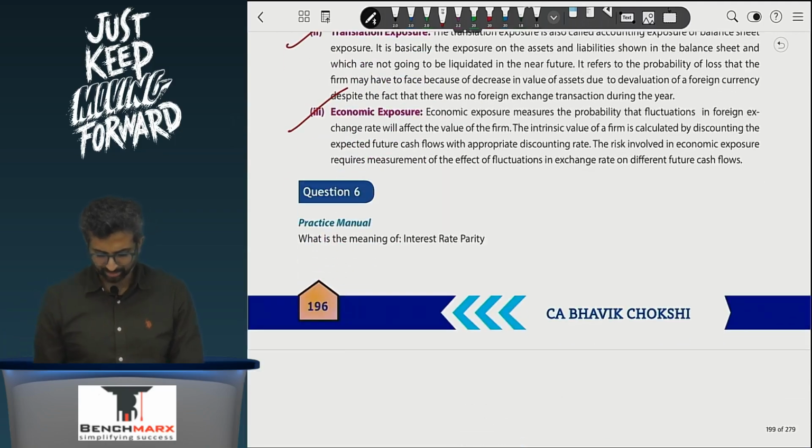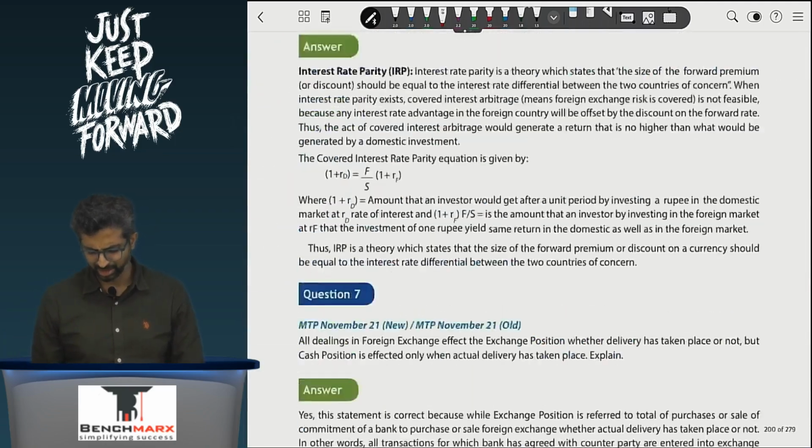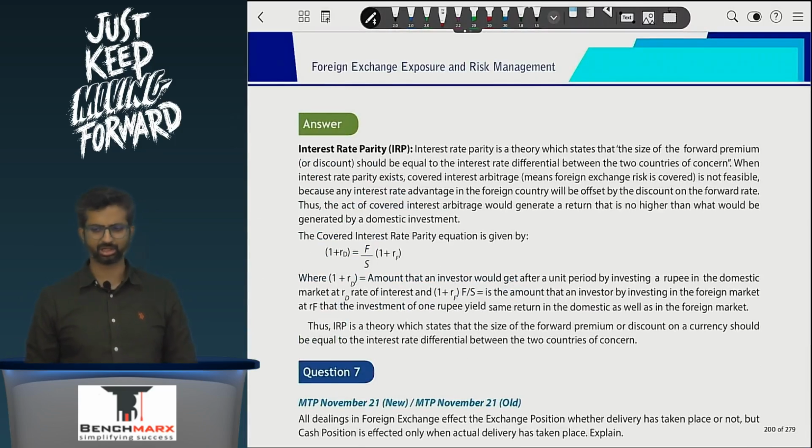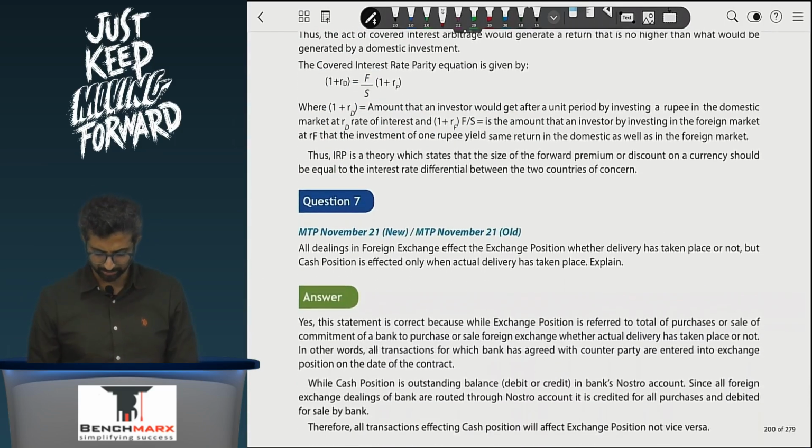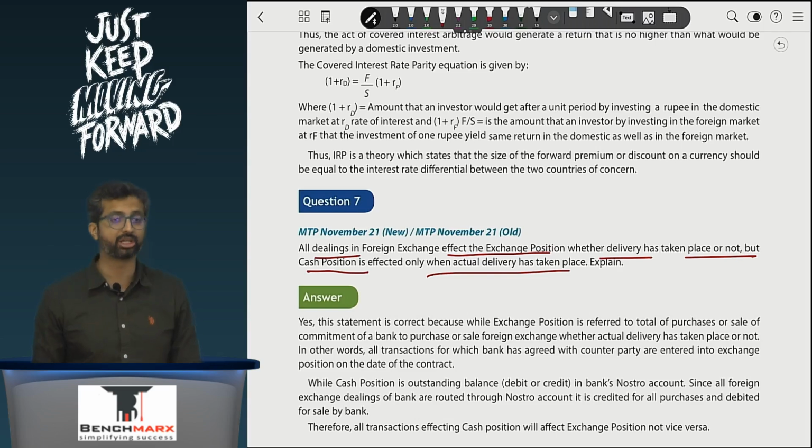Okay, what is the meaning of interest rate parity? We have studied the interest rate parity theory. It's the same explanation that you have to give. All dealings in foreign exchange must affect the exchange position whether delivery is taken or not, but cash position is affected only when actual delivery takes place.